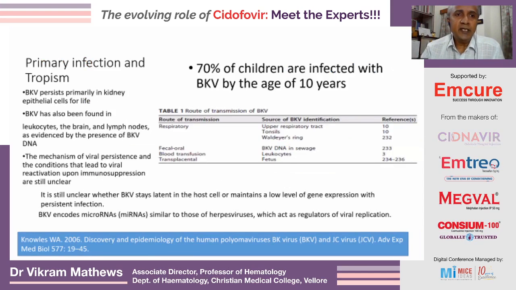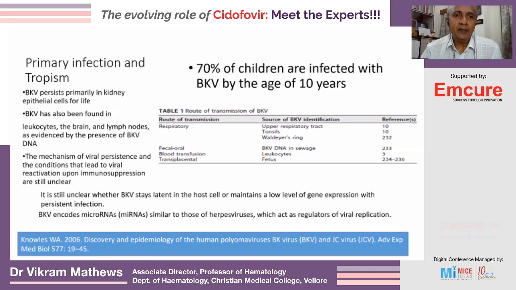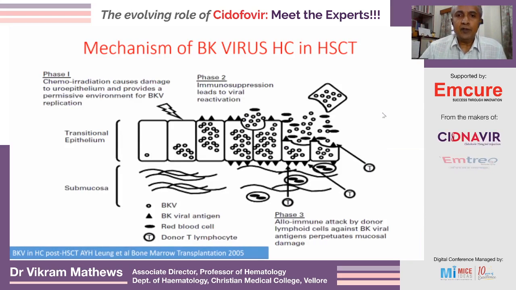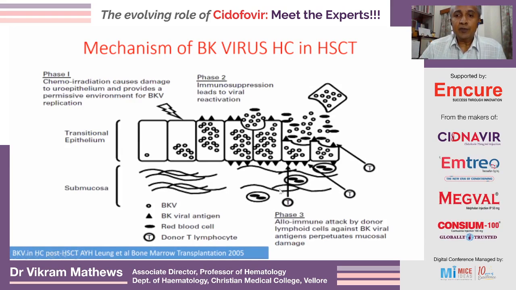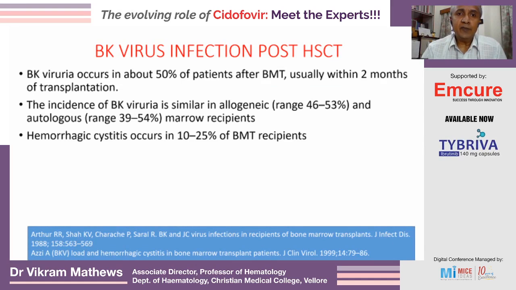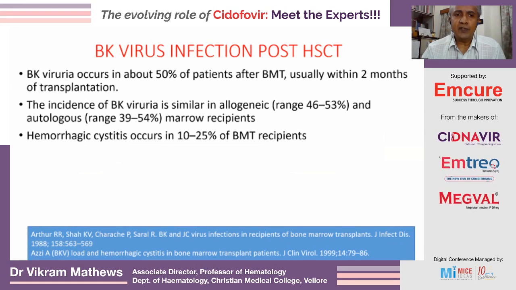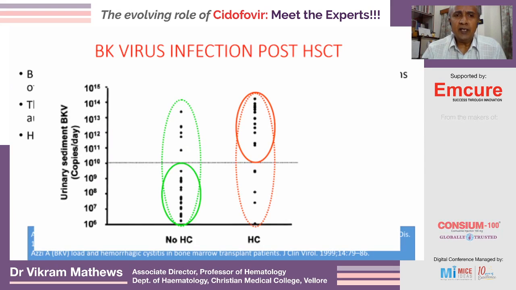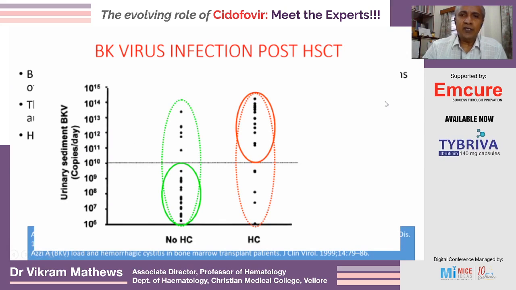The pathophysiology essentially is that BK virus targets the uroepithelium. This targeting is more when there's conditioning causing damage of the uroepithelium, along with immunosuppression, which allows the BK virus to proliferate, causing epithelial damage, and the alloimmune response often aggravates this epithelial damage. BK viruria occurs in about 50% of patients after BMT. The incidence of BK viruria is similar in allogenic and autologous, but hemorrhagic cystitis occurs in only about 20 to 25% of BMT recipients. And we monitor the urinary BK viruria copy numbers, and usually above 10 to the power of 10 copy numbers is where you see most of your hemorrhagic cystitis, though that's not an absolute.